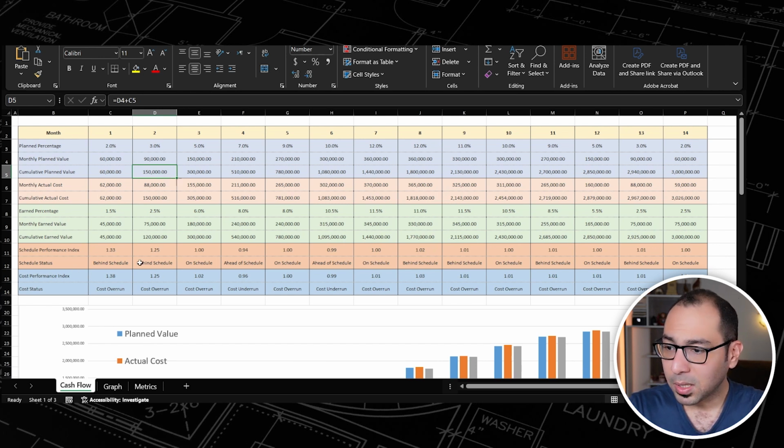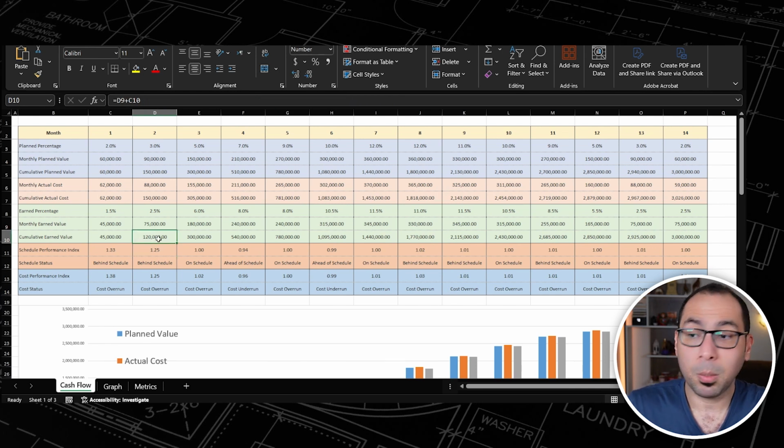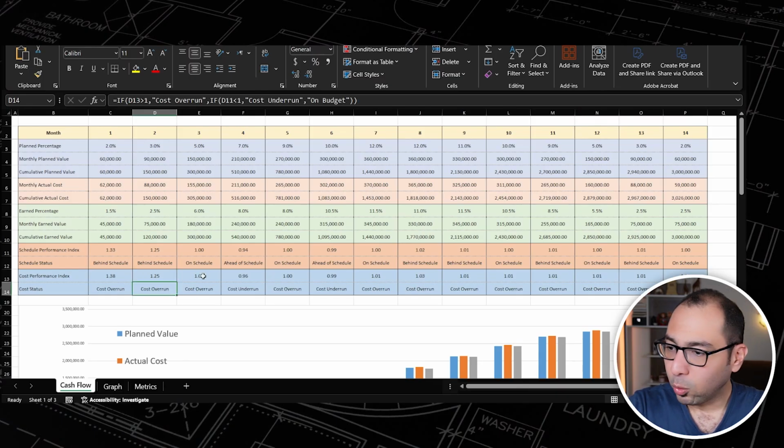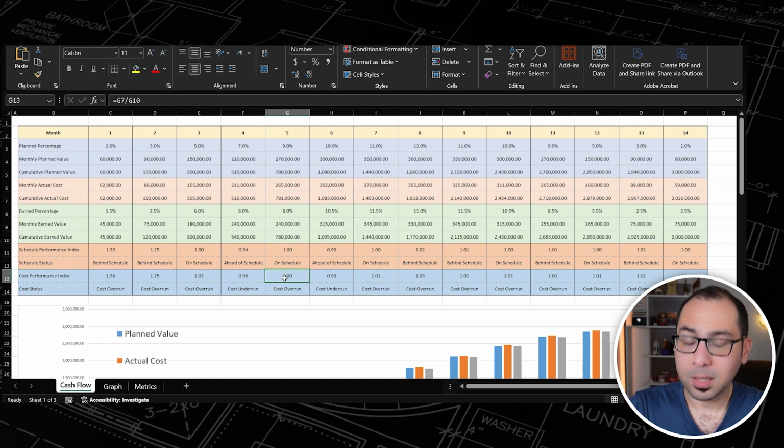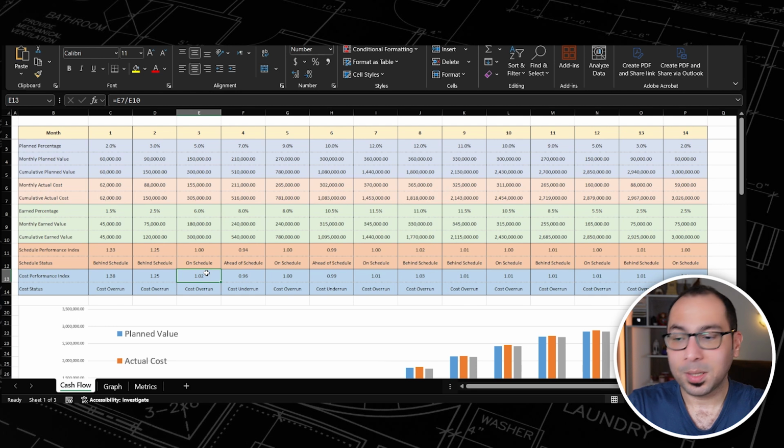So in terms of schedule, I am behind schedule. Why am I behind schedule? Because I earned only 120 when I was supposed, as per my plan, to earn 150. And also I am having a cost overrun. Why? Because I spent 150 to earn 120. So using the Schedule Performance Index and the Cost Performance Index is very important in your project. And as you can see here, you have to keep looking at the Cost Performance Index to check your budget status. So here, in month number 3, I was 2% again in cost overrun, or above my budget.